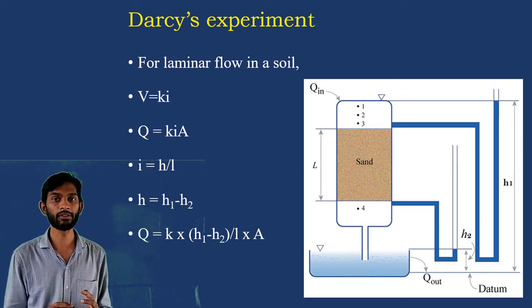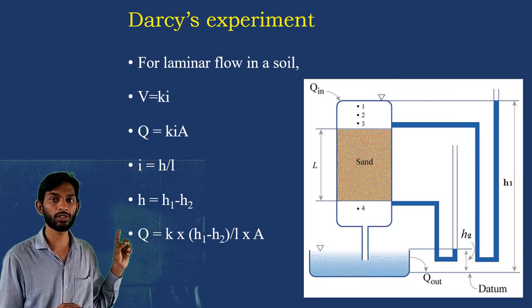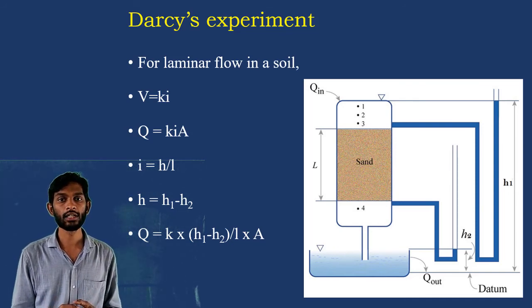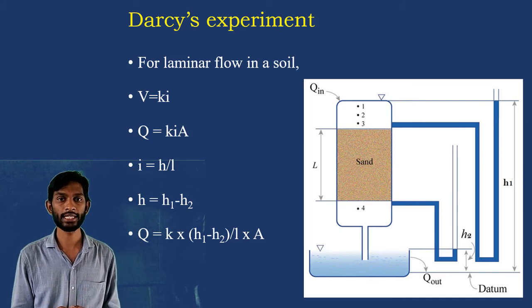So the discharge can be found out by using the relation in terms of the coefficient of permeability and hydraulic gradient, upon knowing the cross-sectional area of the soil sample.